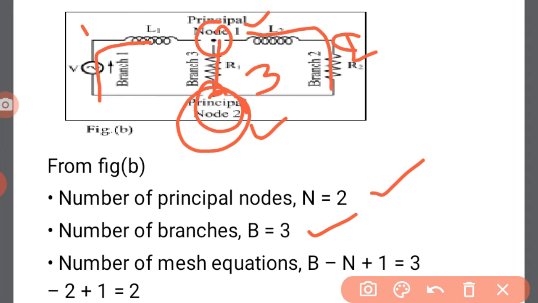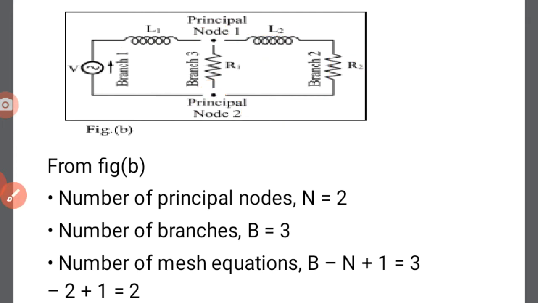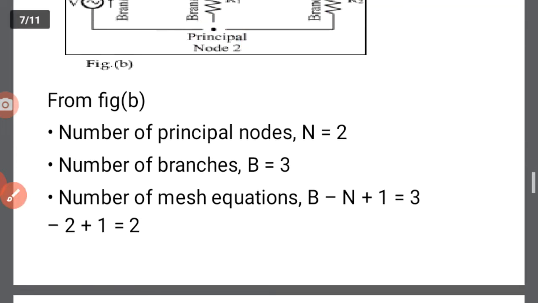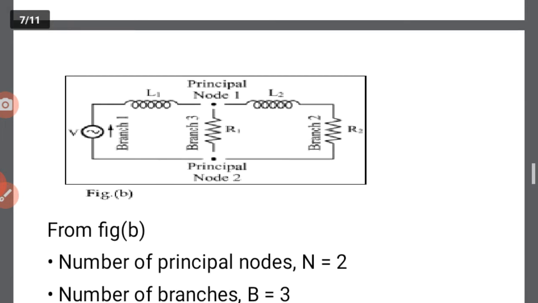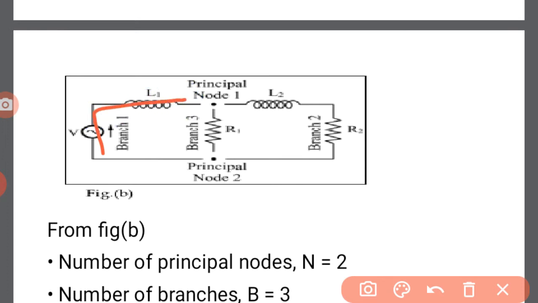Then the number of mesh equations M is equal to B minus n plus 1, that is equal to 3 minus 2 plus 1, that is equal to 2. Okay, is it clear?